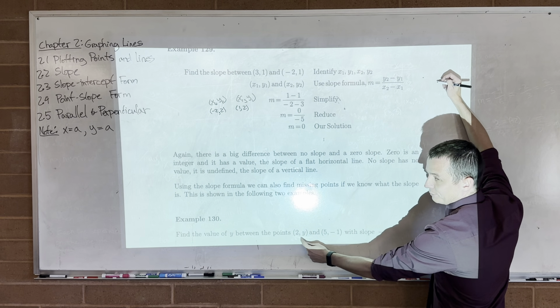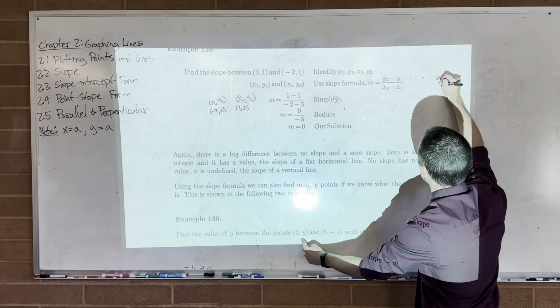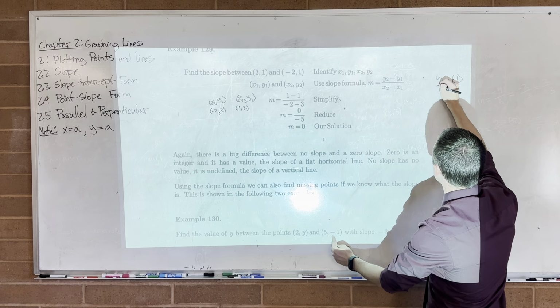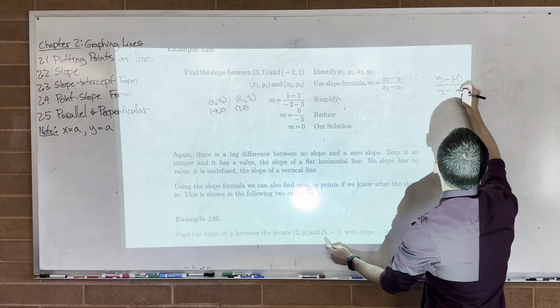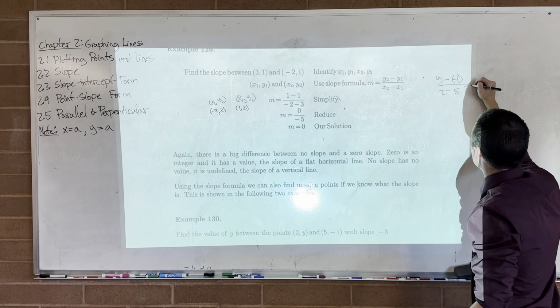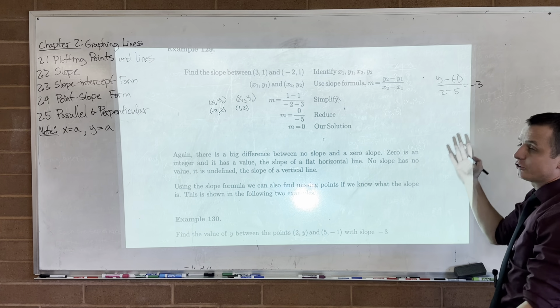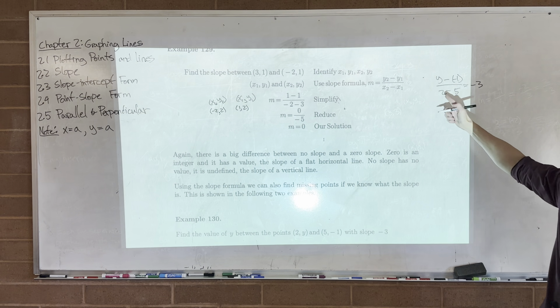So I know that this one's y. What's the y coordinate of this point? It's just y. Minus this one's y. What's this one's y? Negative 1. Over, what's this one's x? Is equal to the slope. And our slope is negative 3. So here's your equation, and you're just solving for y. So this is actually real easy. So let's work with it.